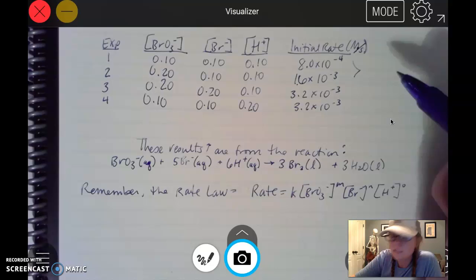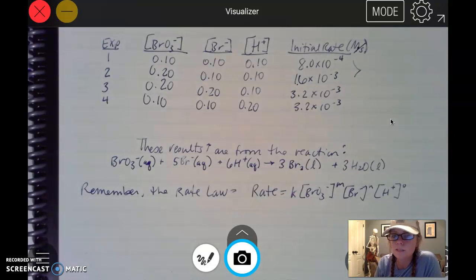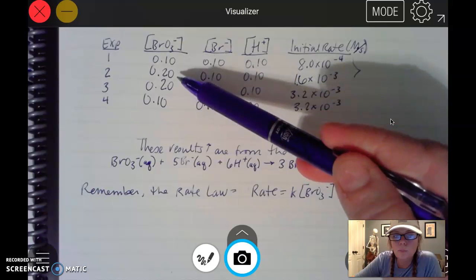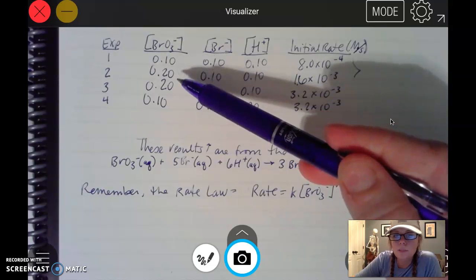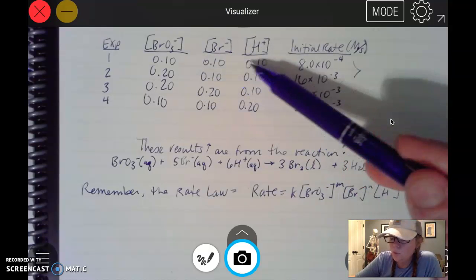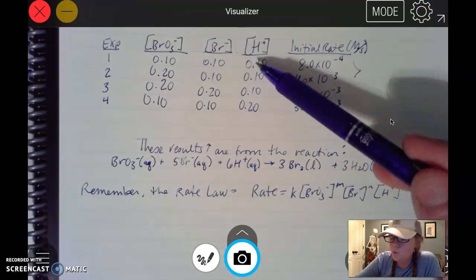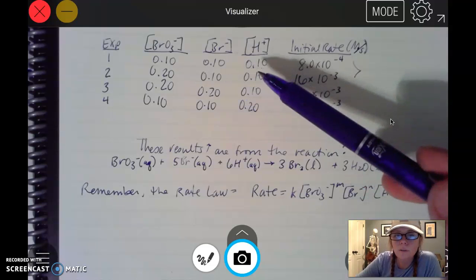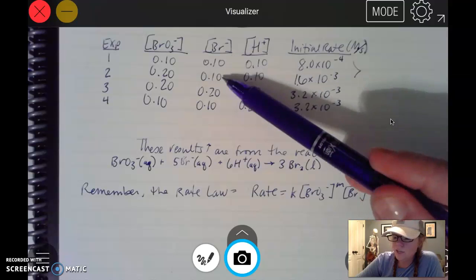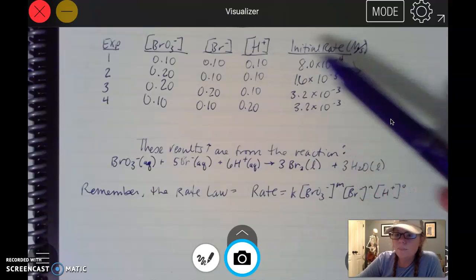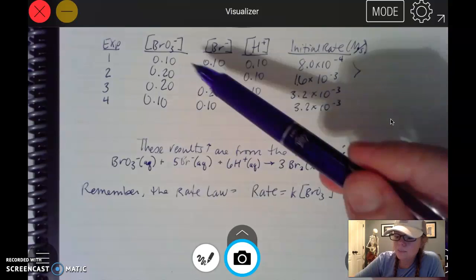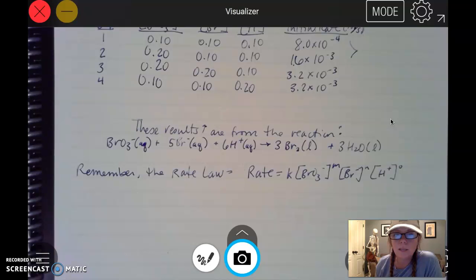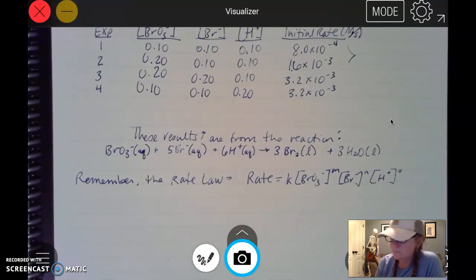So let's look at this. On these first two experiments, bromate goes from 0.1 in experiment 1 to 0.2 in experiment 2. And I don't have to worry about the effect of bromide or of the acid because those are going to be held constant at 0.1 molar. So the molarity does not change here. Whatever effect that we see on the rate has to be due to changing the concentration of the bromate. Hopefully this will make a little bit more sense if we work through this together.